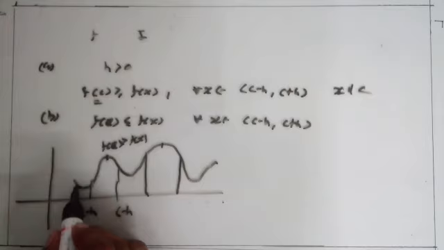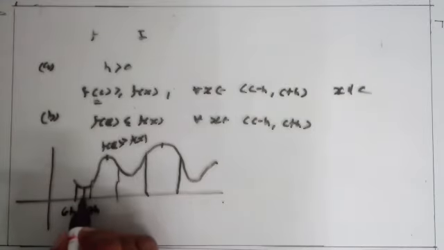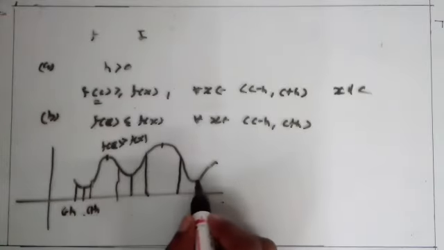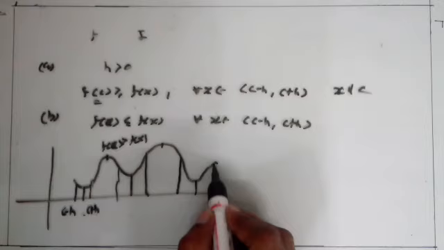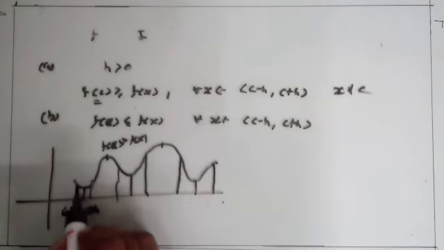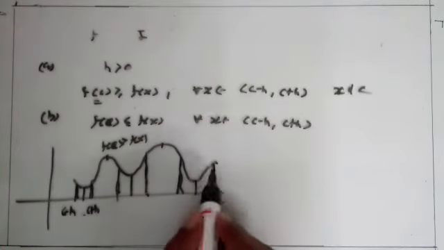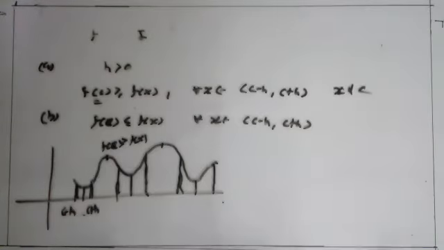Here in this interval (C minus h, C plus h), we get a local minimum. Here also we get a local minimum. Here we also get local minimum. In this restricted interval we get local minimum, and in this restricted interval we get a local maximum. Clear?